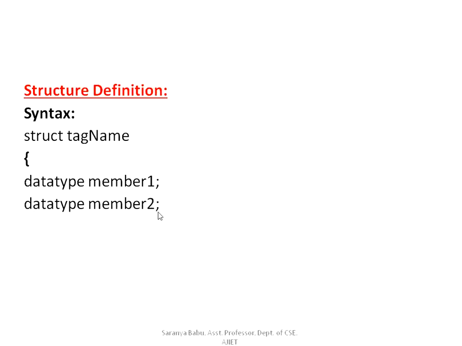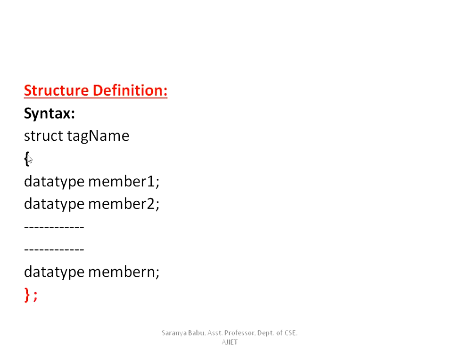Data type member 2's name, semicolon. Like that, it continues. N members can be included in a structure, followed by closing bracket and end it with a semicolon. Don't forget, each time structure ends with a semicolon. Structure definition ends with a semicolon.